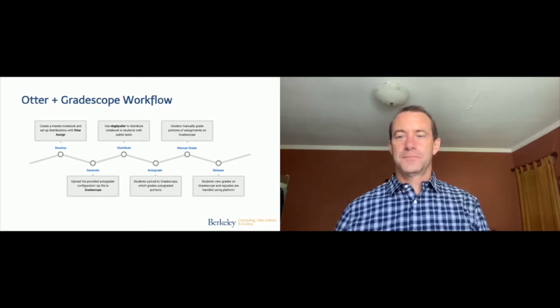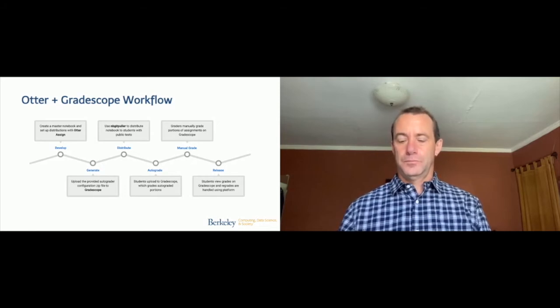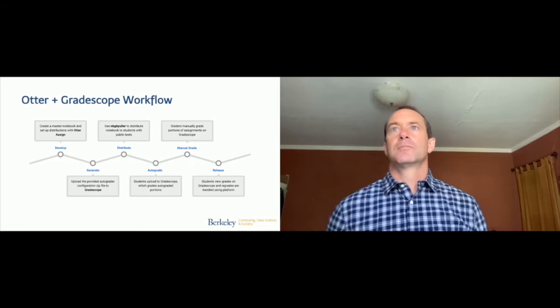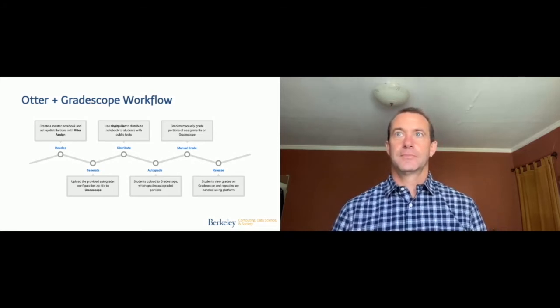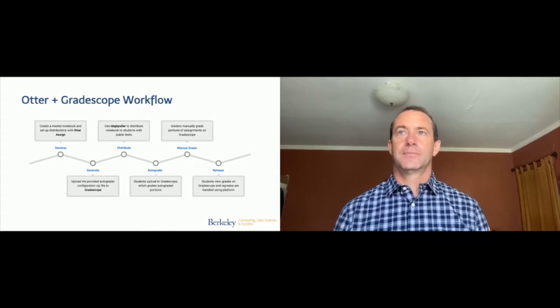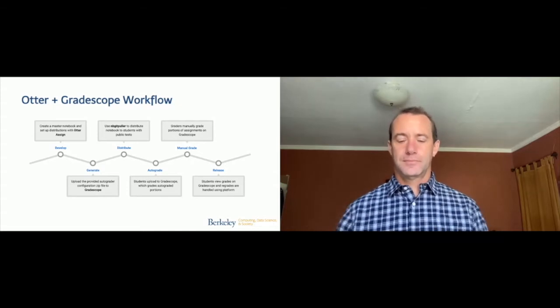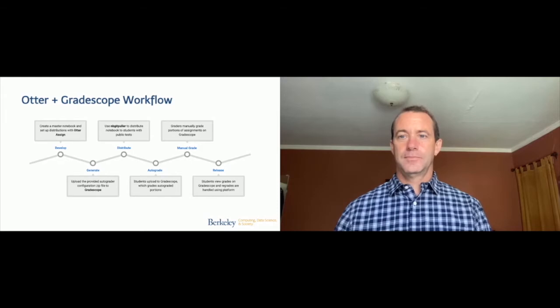So then you would take this output, and Otter Assign will also generate for you an Autograder configuration zip file. And this is a zip file that has your tests, all the configurations, and everything needed to configure a grading image. And then you take that file and upload it to Gradescope. So this is all of the pre-release stuff that you need to get done. Now you're ready to release your assignment to students.